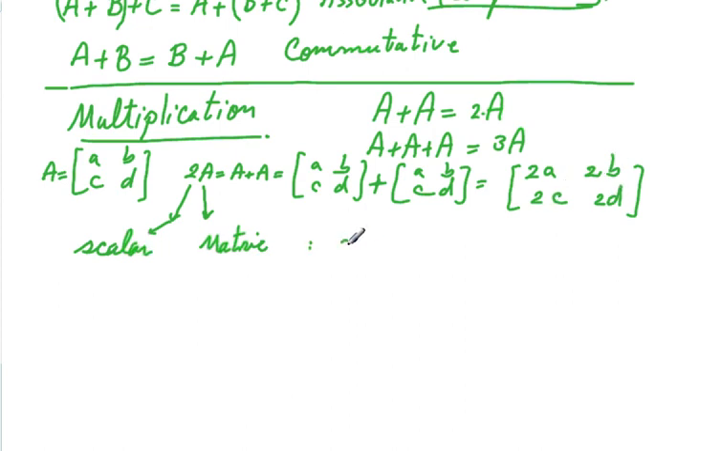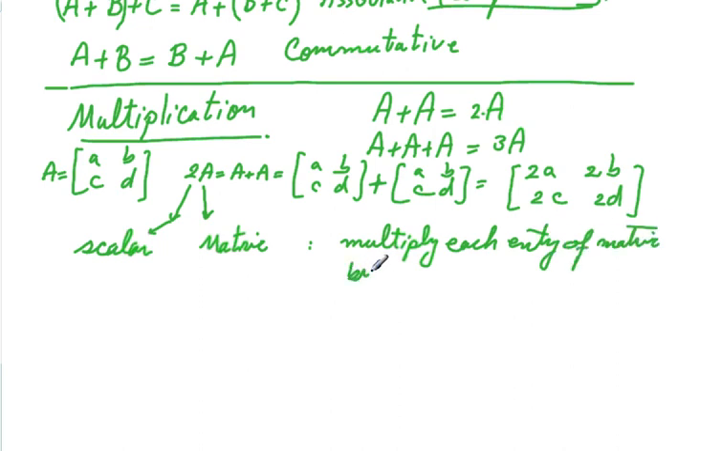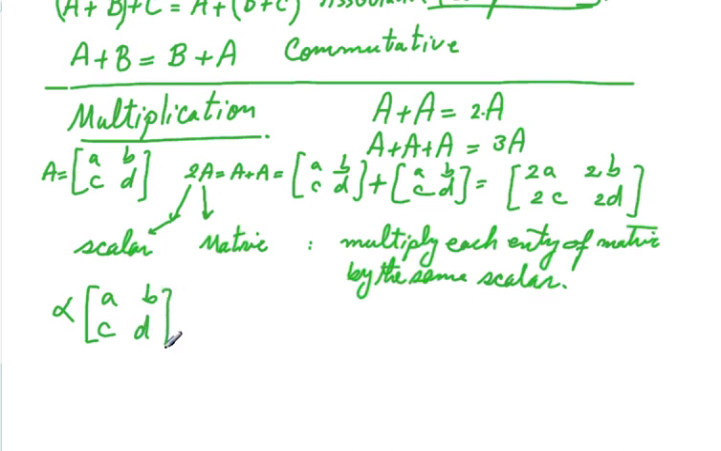So here we have a simple recipe. We multiply each entry by the same scalar. So if I had alpha times A, B, C, D, I define this to be what? Take that scalar and multiply it by each entry.